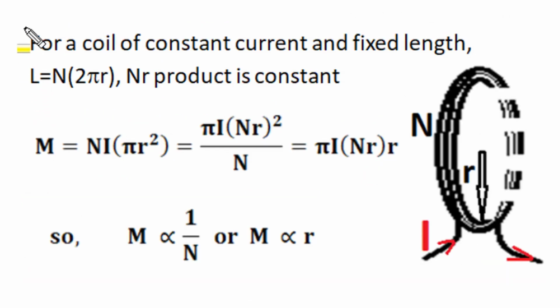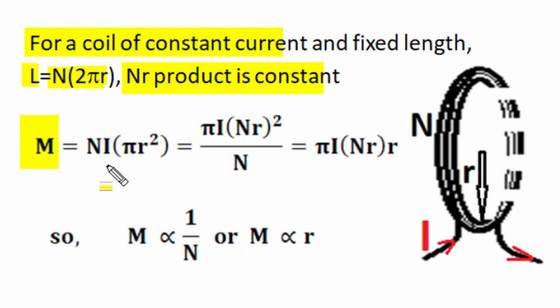For a multi-turn circular coil of constant current and fixed wire length, the length of one turn with radius r is 2πr, the circumference, and for n turns, the complete length becomes n times 2πr. If this length is constant, then the product of n and r, number of turns and radius, becomes constant. In that case, the expression of magnetic dipole moment, NIA with area πr², can be converted in terms of constant nr by multiplying n in both denominator and numerator. This n becomes n², and this becomes a constant squared, that's a constant.